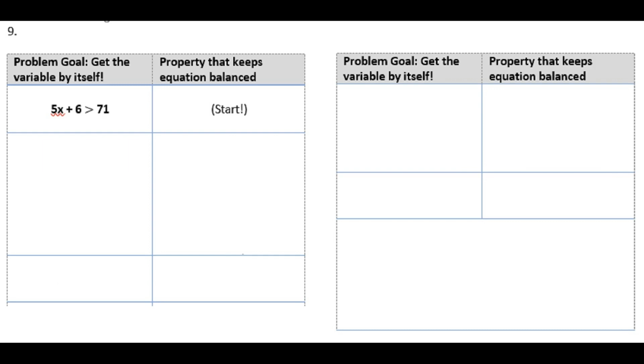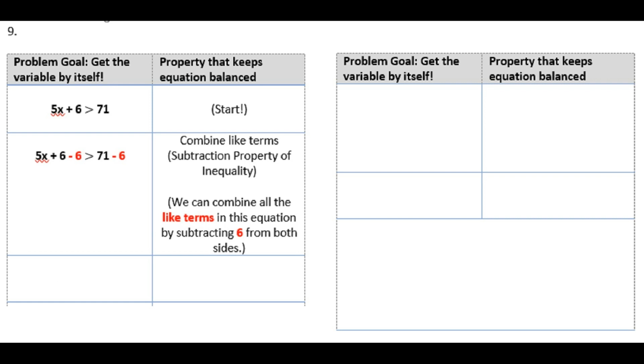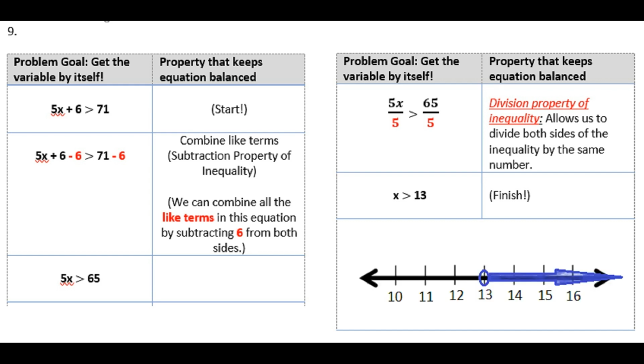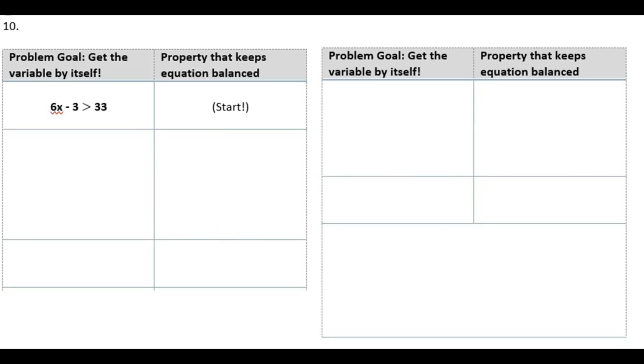5x plus 6 is greater than 71. First move we're going to make is the subtraction property of inequality, where we subtract 6 from both sides. We combine like terms by subtracting 6, and we end up with 5x is greater than 65. Now, the division property of inequality says go ahead and divide by 5 on both sides. We end up with x is greater than 13. That's an open dot, and we graph to the right, and here are our arrows pointing the same direction. Now, going on to the next one.